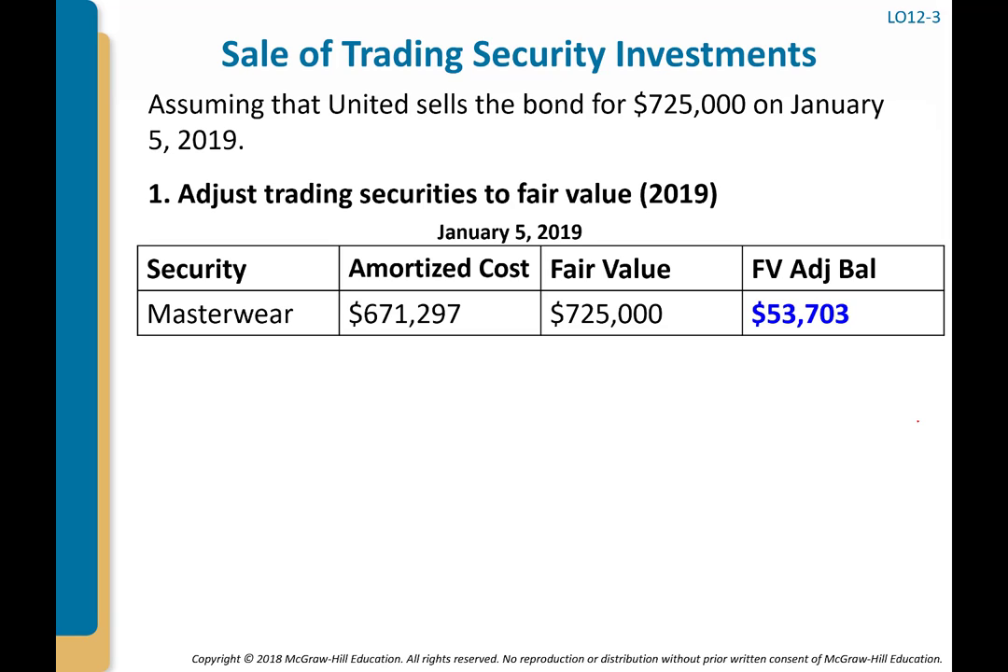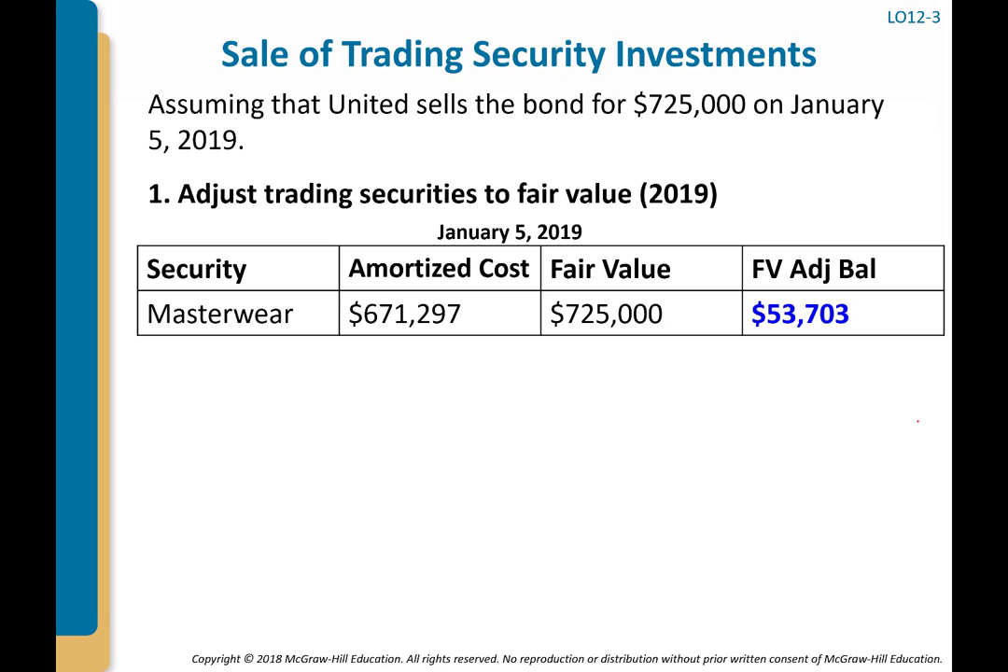That's not at the end of 2019, but that's January 5th, 2019. Remember where they sold it? It was 725 for when it was a held to maturity security. So now we need a fair value adjustment of 53,703, don't we?